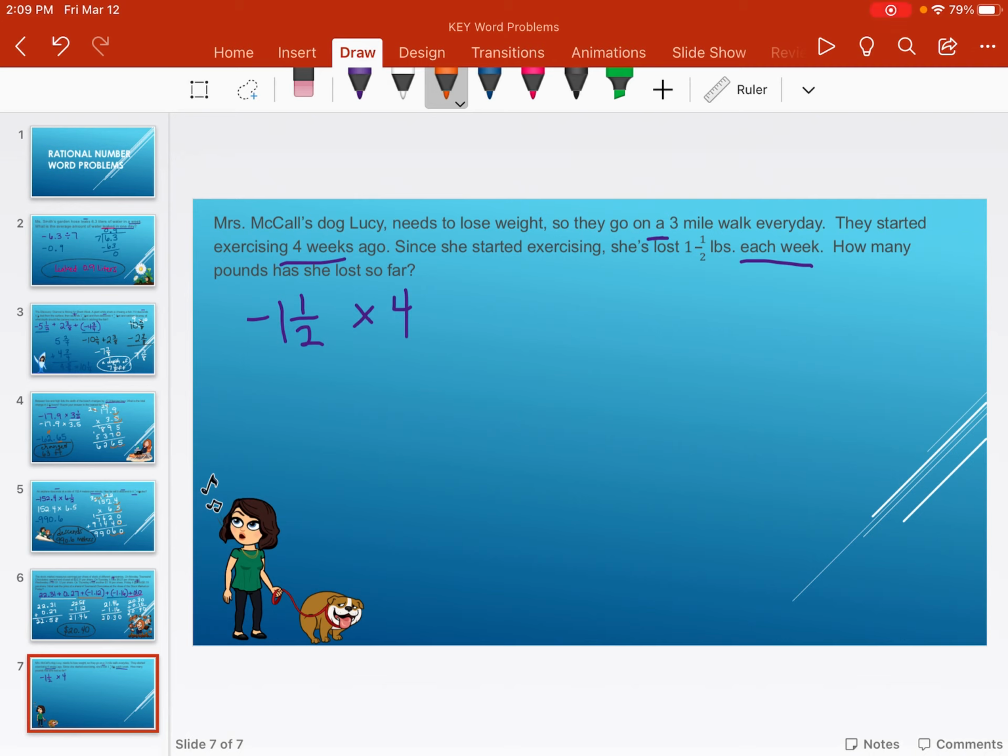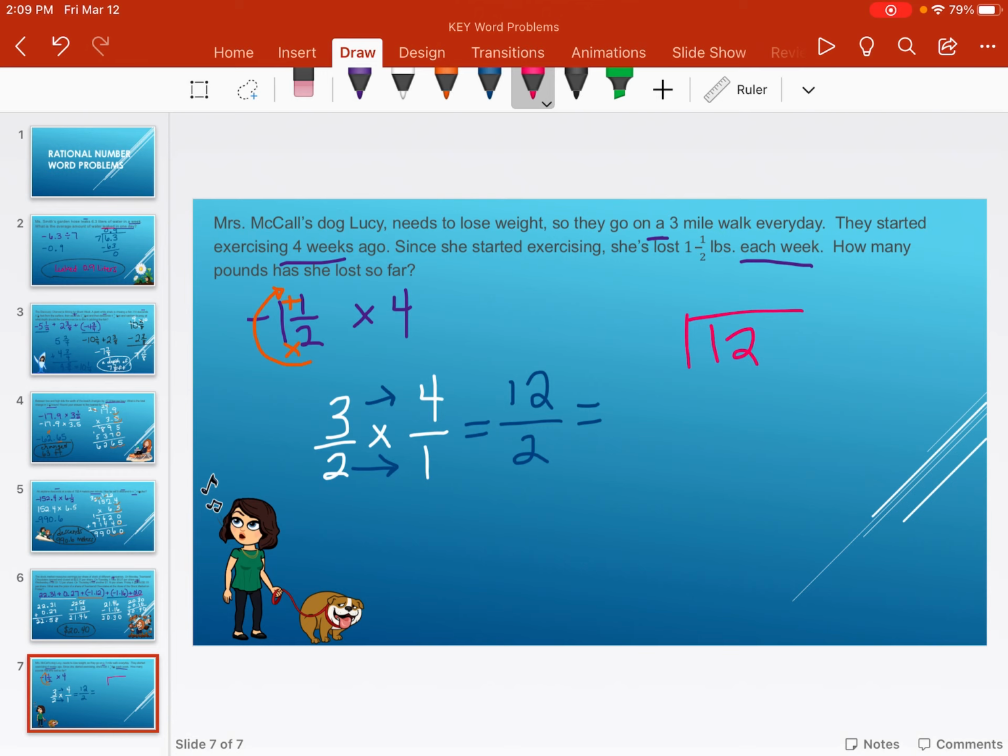Okay, and let's go ahead. Remember, when you multiply fractions, you want to make them improper. So I'm going to do my cartwheel here. And I will get 3 halves times, or a whole number will go over 1, so 4 over 1. And I'm going to multiply straight across the top, straight across the bottom. So 3 times 4 is 12. 2 times 1 is 2. So I get 12 over 2. And I'm going to simplify that. Remember, like top dog in the house, 12 divided by 2. It goes in 6 times. So my answer is 6 pounds.